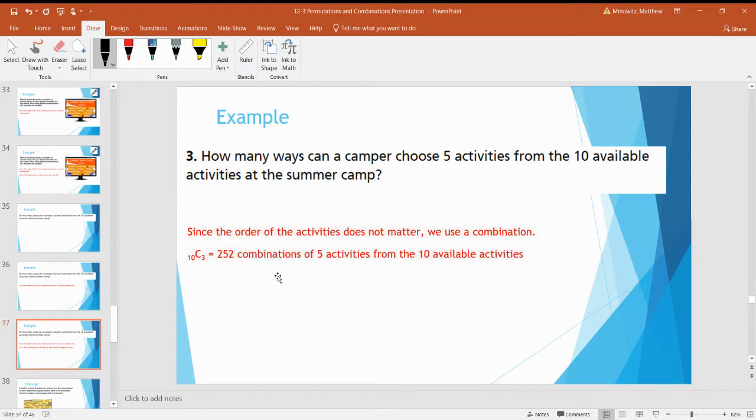So 10 choose 5 is 252. Okay, and I hope 10 choose 5 is 252, but that could have been a mistake on my part. But we have to do 10 choose 5 in the calculator.